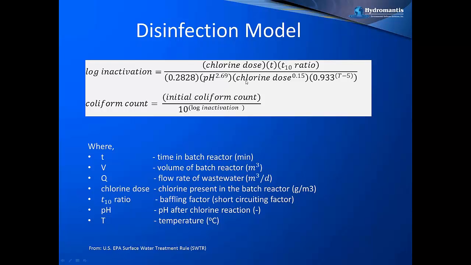Now the disinfection model again comes from the US EPA Surface Water Treatment Rule. It's very similar to the format of the Chick and Watson equation, only the coefficients are given here. So this is the equation that has been used, and based on the coliform counts which are provided by the user in the model, depending on these conditions, we are estimating the log inactivation rate for the coliforms.